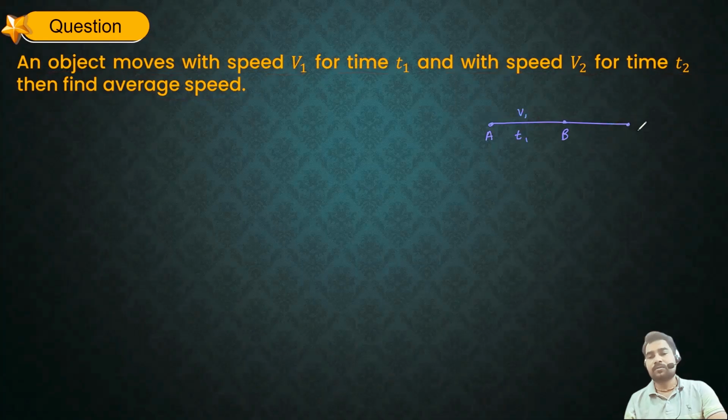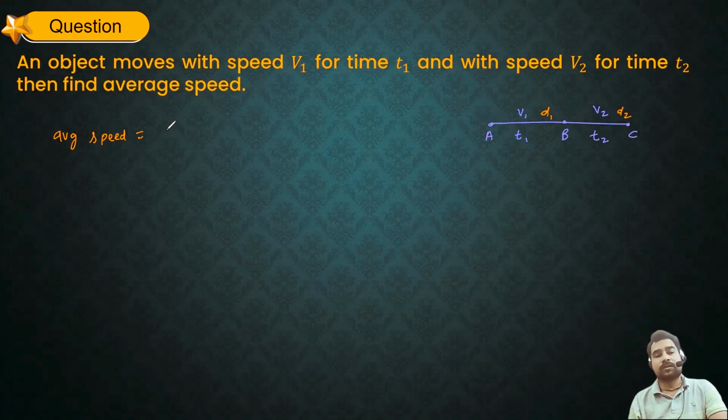And from B to C, speed is v2, time is t2. We need to determine average speed. So for average speed, what we need? Total distance and total time. Since total distance is not given to me, I am supposing it as d1 and d2. So total distance is d1 plus d2 and total time is t1 plus t2, which is given to me, right?